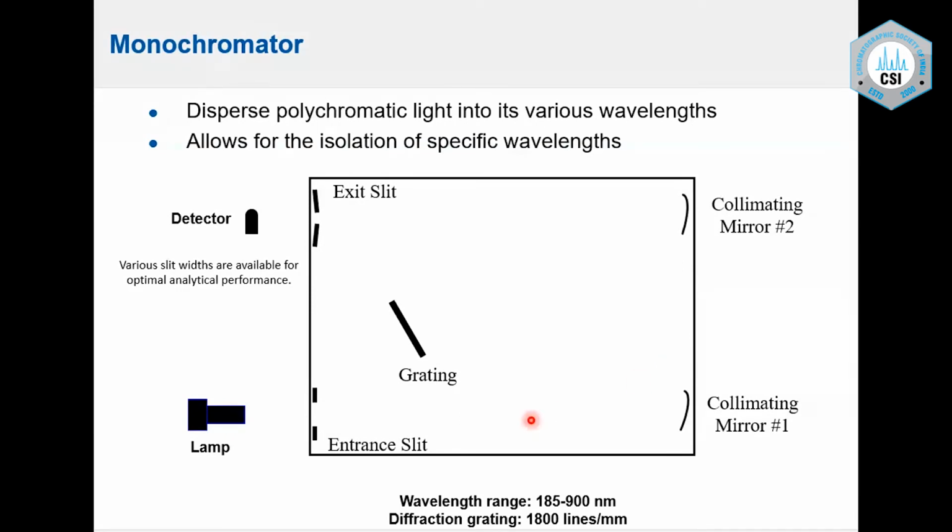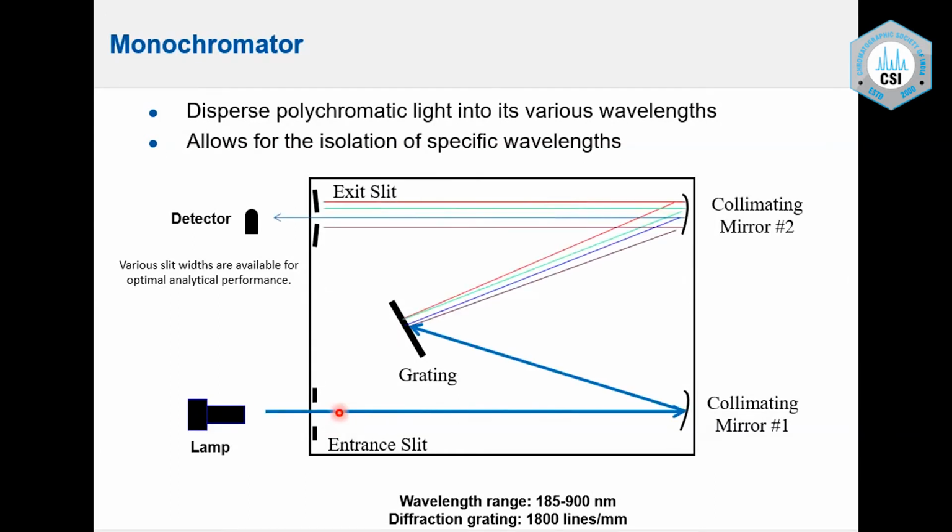So a monochromator has an entrance slit, an exit slit, and the grating. The entrance slit allows the light into the monochromator optical system, which has multiple wavelengths, and it falls on the grating. The grating is very important. It does the separation of different wavelengths, and the selected wavelength which you are analyzing is selected by the exit slit. So the exit slit is variable.